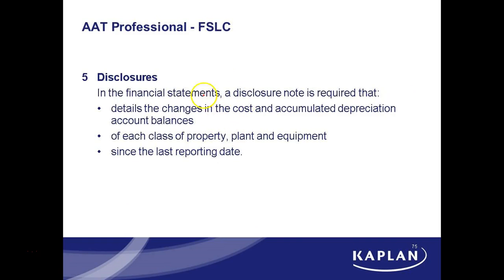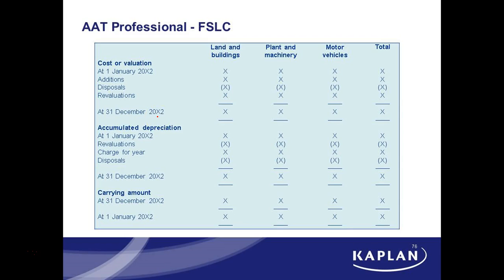Right. So in the financial statements, a disclosure note is always required, so you should always tell us what's going on with this business in terms of what the cost is, what the accumulated depreciation is, and what the class of property, plant and equipment is since the last reporting date. You just need to make us aware of these. You just need to outline very clearly what these are. And this is the typical layout, isn't it? I'm sure you've seen this before.